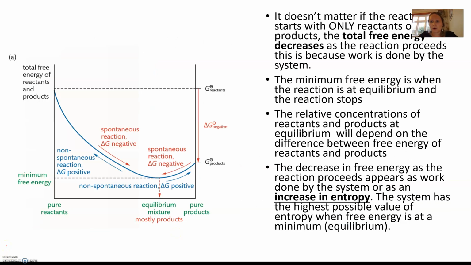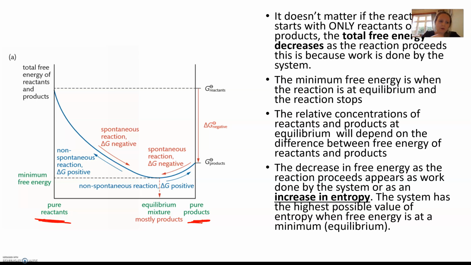Now we're going to look at some crazy looking wee graphs. The first point to note is that it doesn't matter if a reaction starts with only reactants. Down the bottom is reactants, and on this side is pure products. You're going to see arrows going both ways because we're talking about reversible reactions here, and hopefully, because you've clicked, we're talking about equilibriums. That's what this whole topic is about.